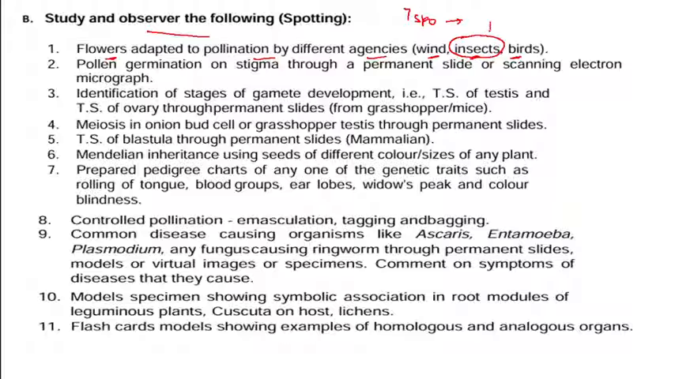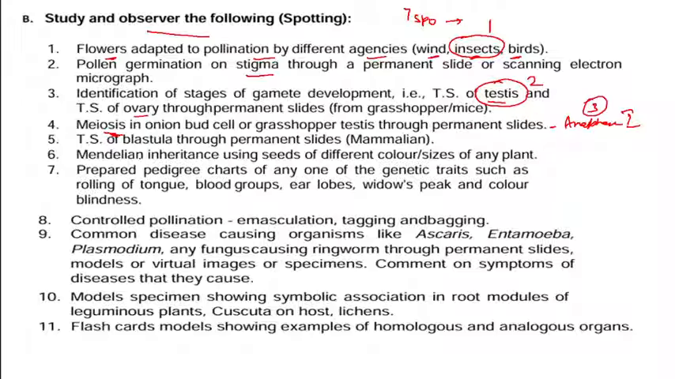Let's say your teacher gave you a flower or an image or a photograph of a flower which gets pollinated by insect. Then pollen germination on stigma, then TS of testis or ovary. Let's say your teacher gave you this TS of testis. She's not going to give you both of them, only one of these two you will get. Meiosis, any one of the stages the teacher can give you. Let's say your teacher has given you anaphase 1 of meiosis.